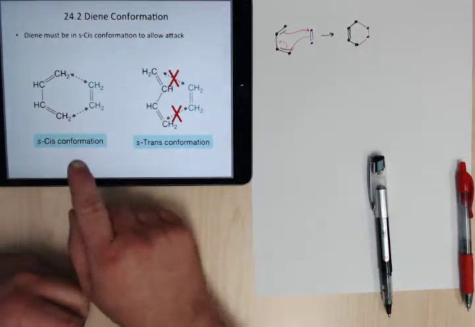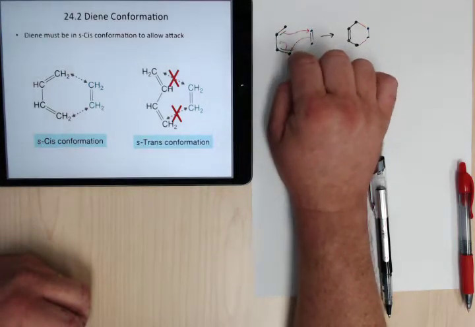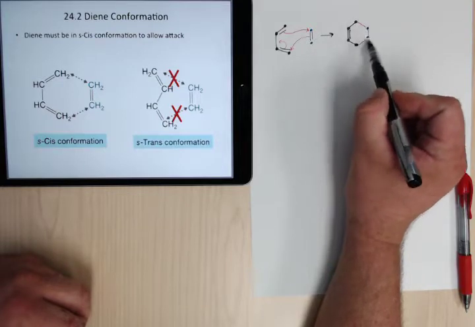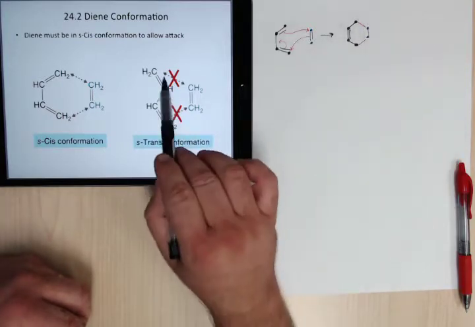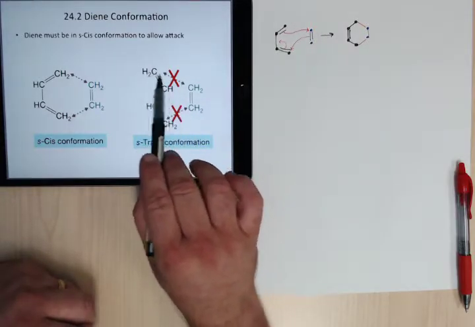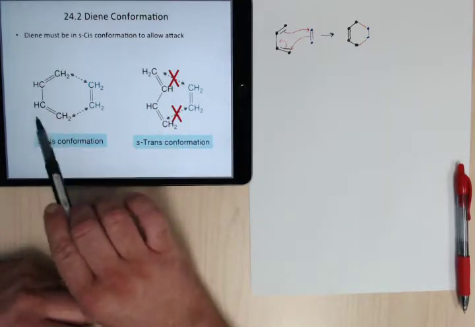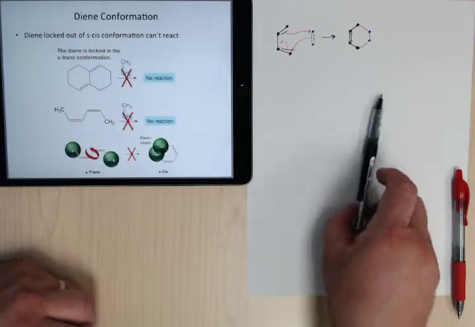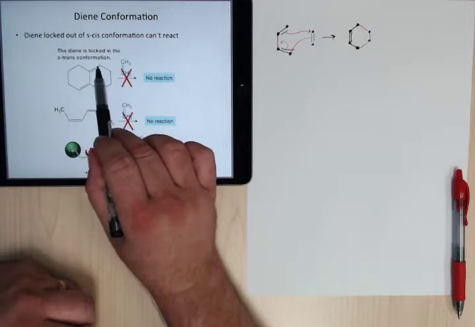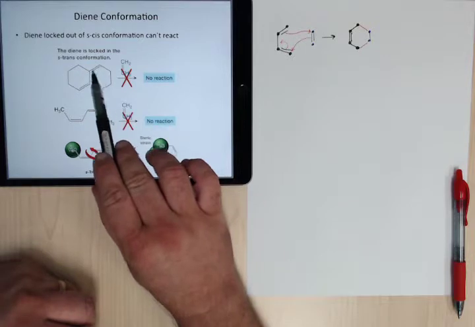Now, one of the things that has to happen with the diene is that it has to be in this s-cis configuration, so that these two carbons are near the dienophile to make the bond. If this carbon's pointing away, it is too far away to make a bond. So it has to be in this s-cis configuration. If the diene is locked like this, it's never going to happen. There's no way that you can get rotation here.